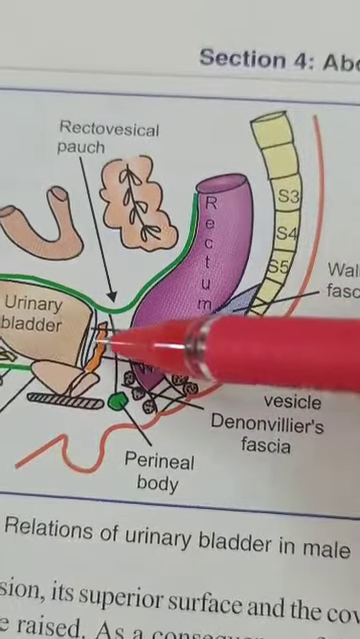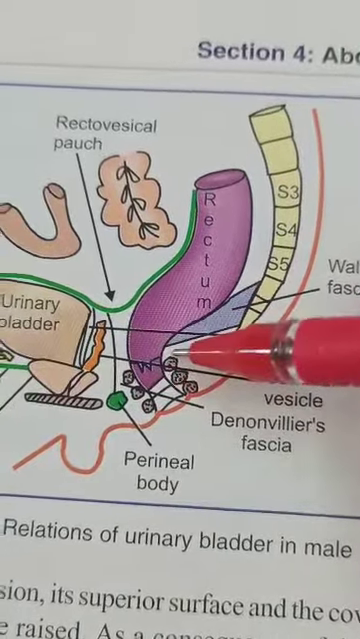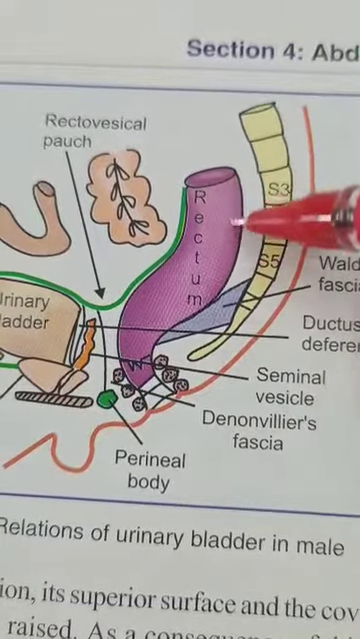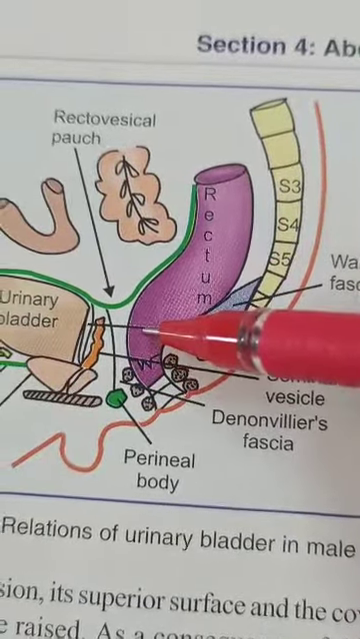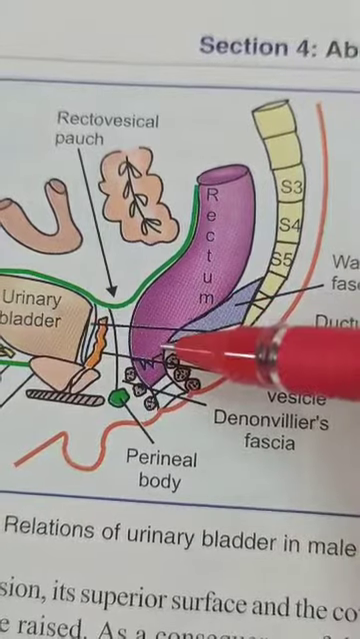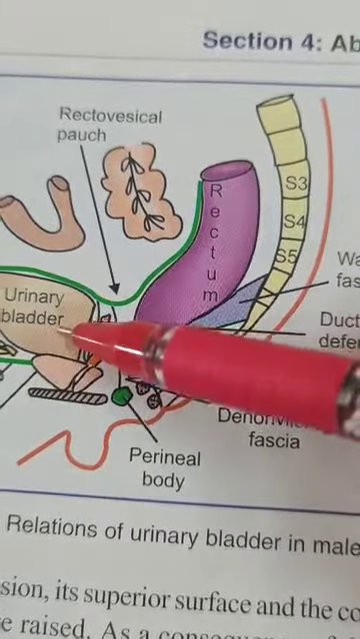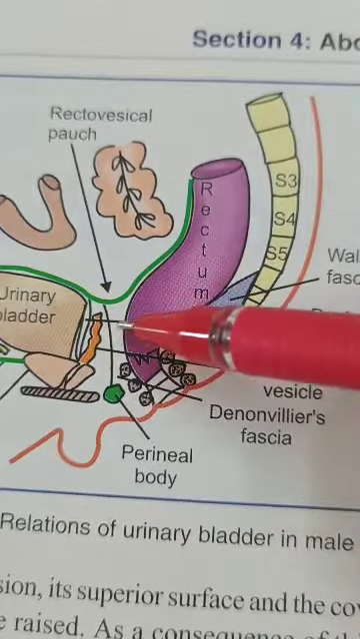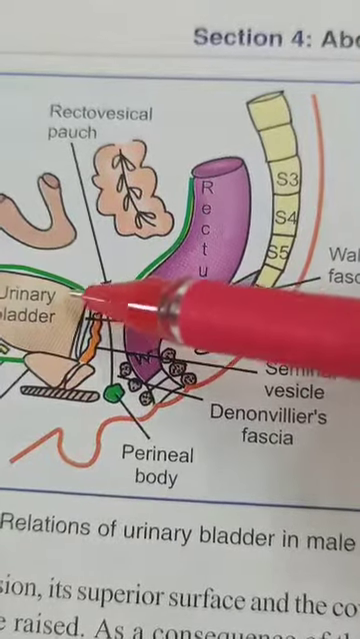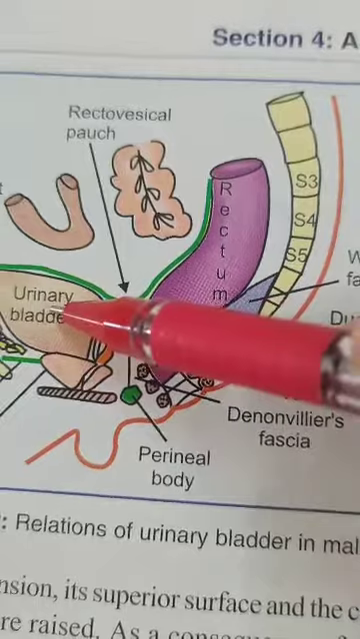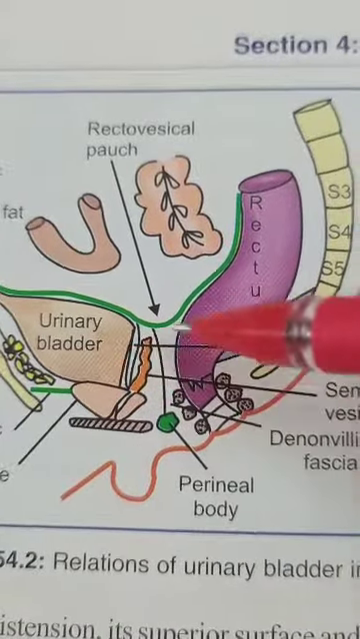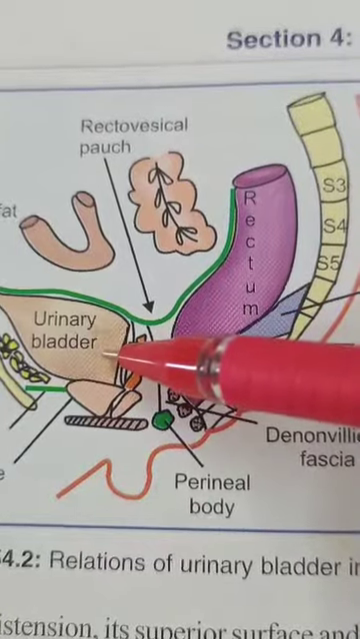Next to the seminal vesicle and the ductus deferens, it is related to another structure, the rectum. We can see the rectum is also related to the posterior part of the urinary bladder. This rectum is separated from the bladder by a fascia, and here we can see a pouch known as the rectovesical pouch. Another name for the bladder is vesicle, so it is known as the rectovesical pouch.